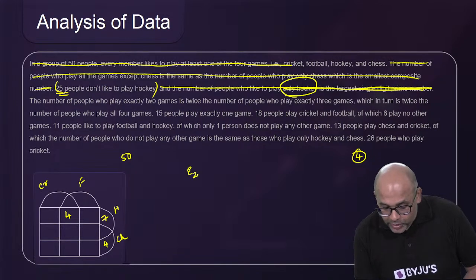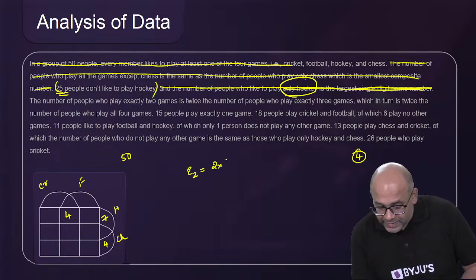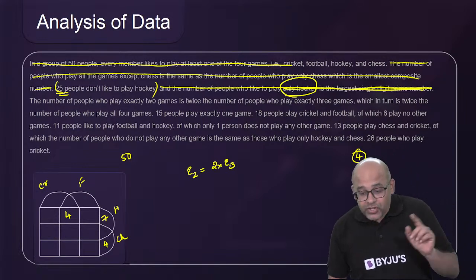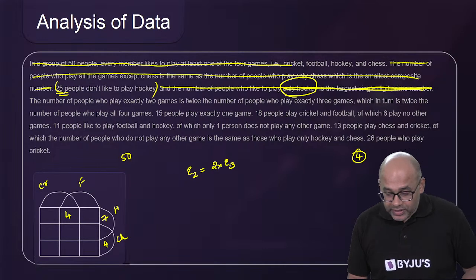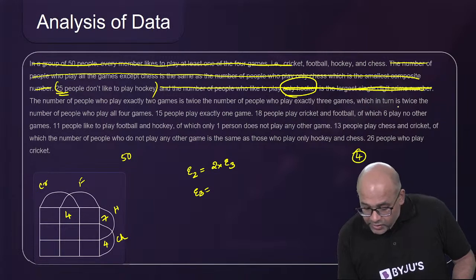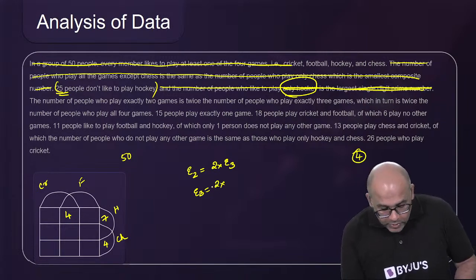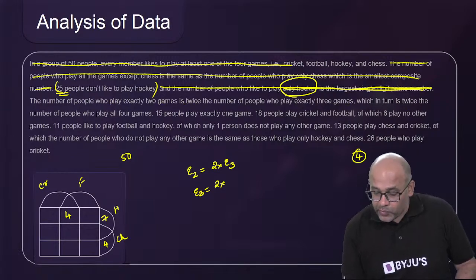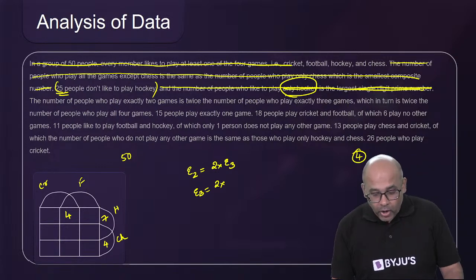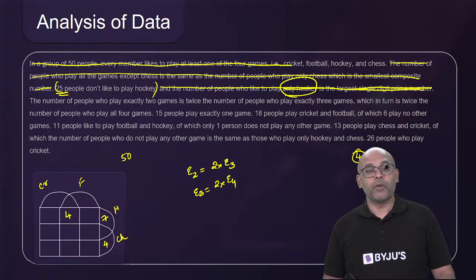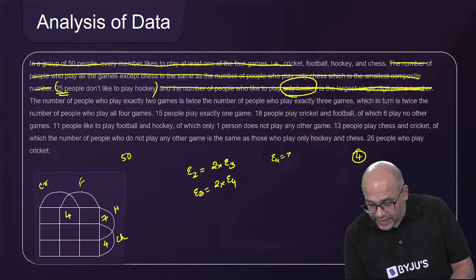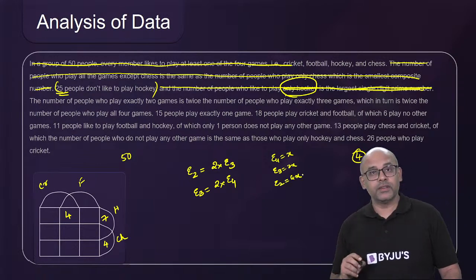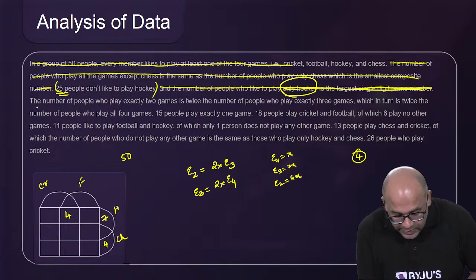Exactly 2 games is twice the number of people who play exactly 3 games, which in turn is twice the number of people who play all 4 games. So if all 4 is x, then exactly 3 is 2x and exactly 2 is 4x. Simple? Okay, so I have utilized this information.